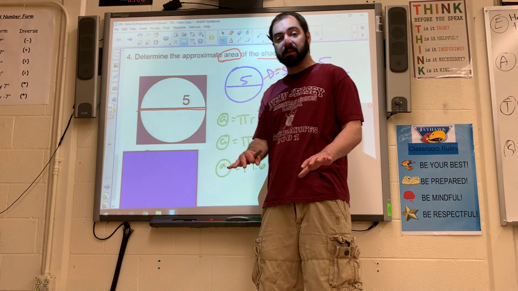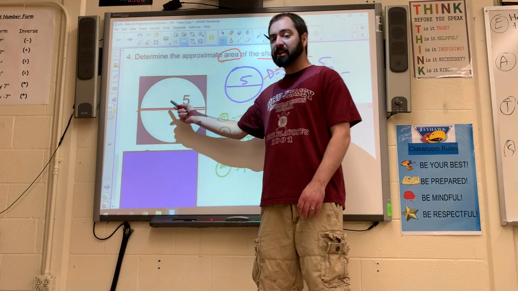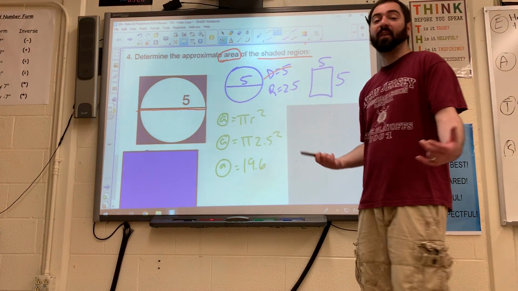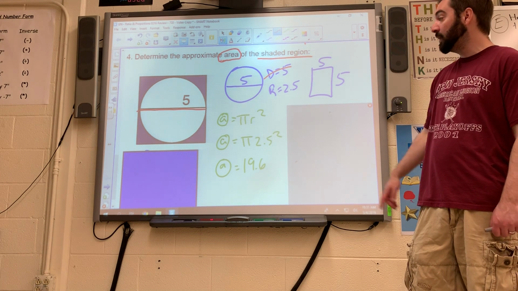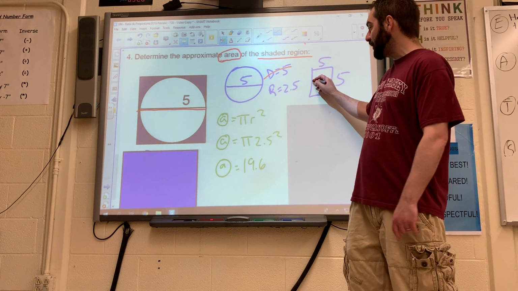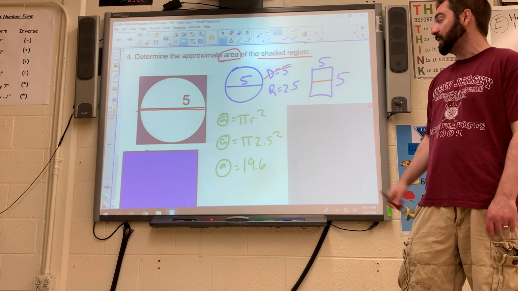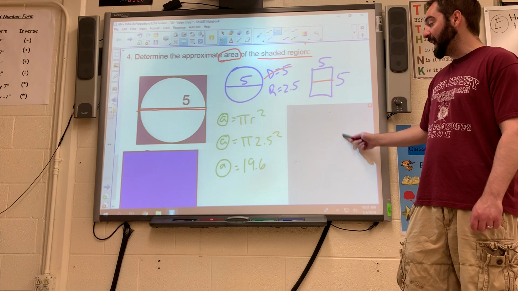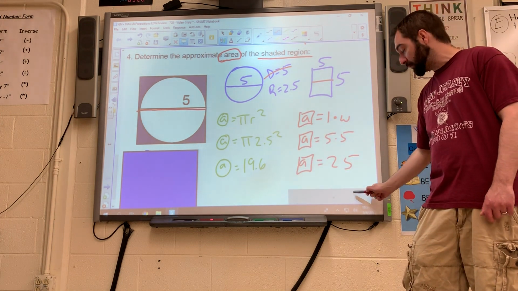So if this was just a circle, 19.6, we're done, we move on. But that's just the amount of area that's being taken out of that square. I still have to find the area of the square to see how much total area there was to begin with. Well, again, this line goes all the way through my square. So that's got to be the length or the width. 5 is the length, 5 is the width because it's a square. How do you find the area of a square? Length times width. 5 times 5 is 25.